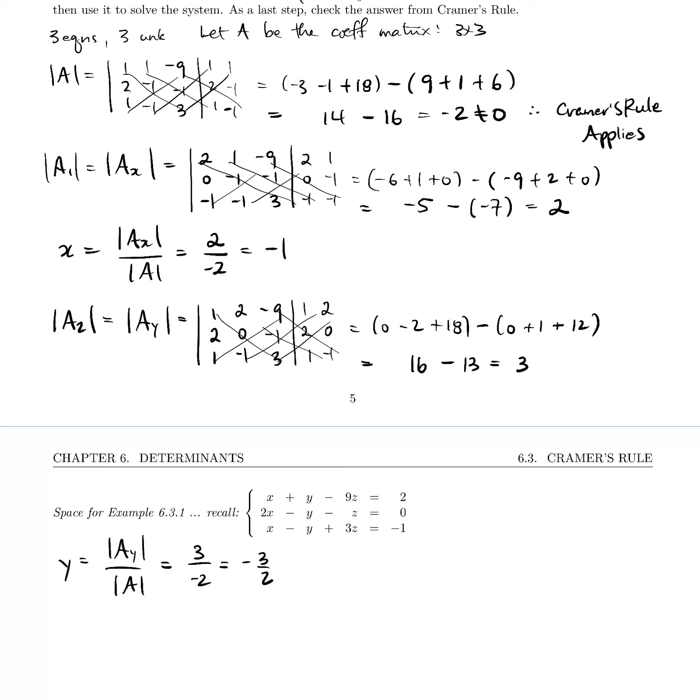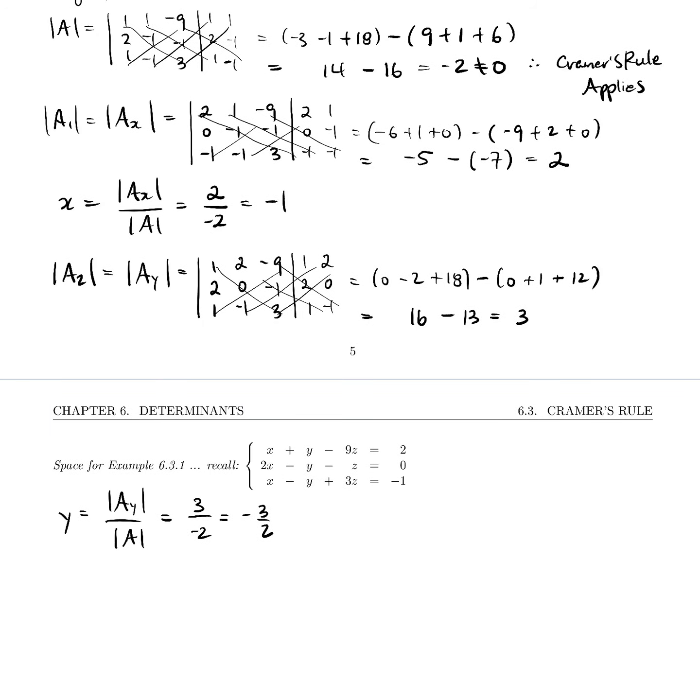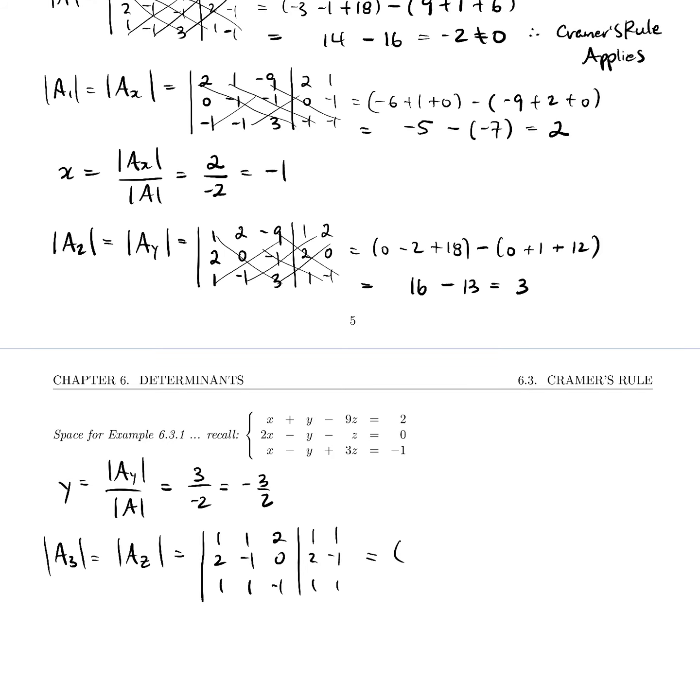One last variable left to do then, that's to solve for z, so we need the matrix A3 or A sub z, and we replace now the z column by the constants. So the first two columns remain unchanged in the coefficients. These are the coefficients of the x and the y, and then the z column is going to be replaced by the 2, 0, and minus 1. So 2, 0, minus 1. 1, 2, 1, 1, minus 1, 1, and what do we have here?